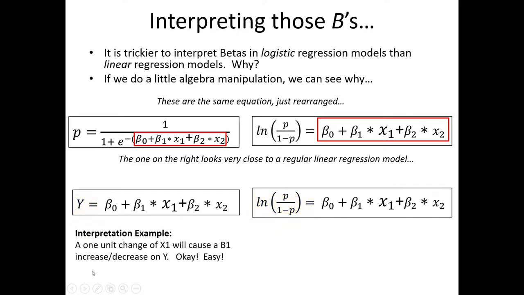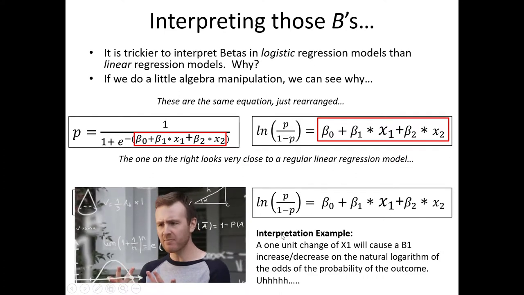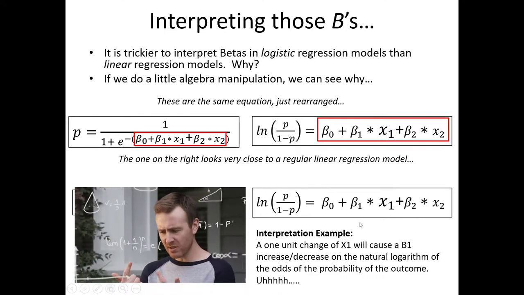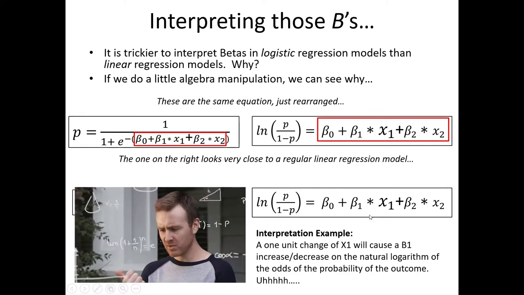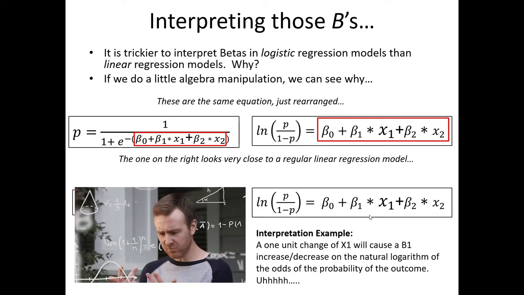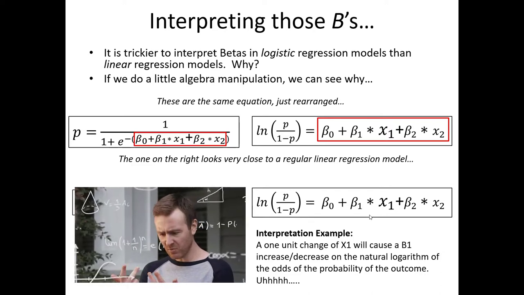For a linear model, we can always just say a 1-unit change in X1 will cause a B1 increase or decrease on Y, because that's the simple slope. Sure, that's pretty easy. We've been doing that all semester, and you've been doing that since algebra class. On the other hand, interpreting a logistic model version is a one unit change in x1 will cause a b1 increase or decrease on the natural logarithm of the odds of the probability of the outcome. That's tricky and not something most of us have an intuitive grasp of.